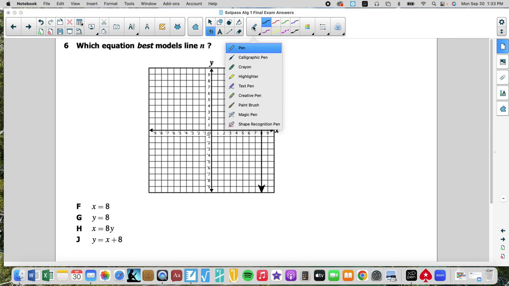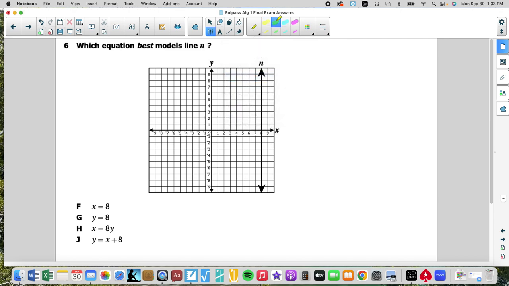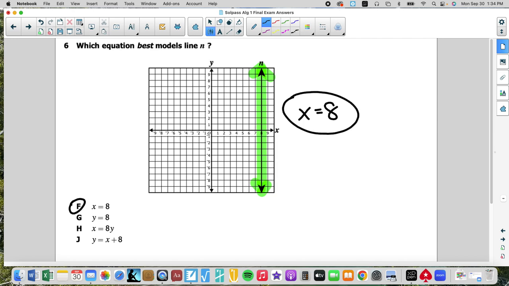We again have a sort of hard to see linear equation. Which equation best models line N? So here we go again. It goes through the x-axis at 8. And so I know that when I have a horizontal or vertical line, I only have one variable in the equation, and that's going to be F.